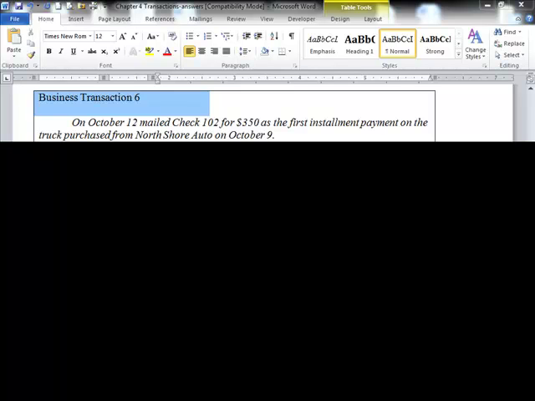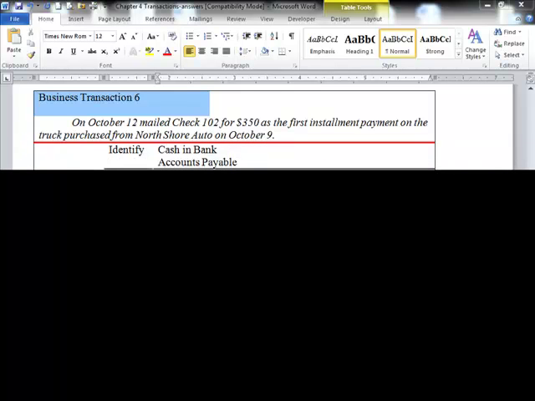Well, we wrote a check. We know that our cash and bank is going to decrease. We also are decreasing the amount of money that we owe to North Shore Auto. That was a liability account. So the two accounts here, cash and bank and accounts payable, are the two accounts that have been identified.